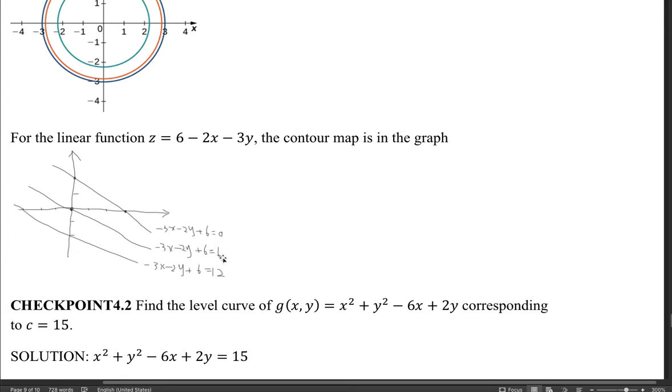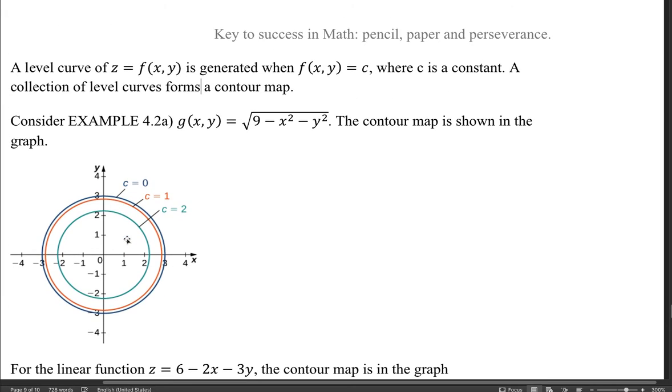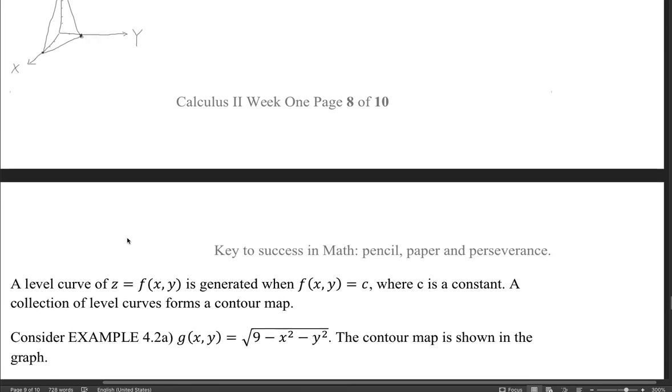And you can take any constant. When I set this function equal to 6, I have a line passing through the origin, like this. And if I set this function as 12, I have a line like this. I hope you realize all those lines are parallel lines.